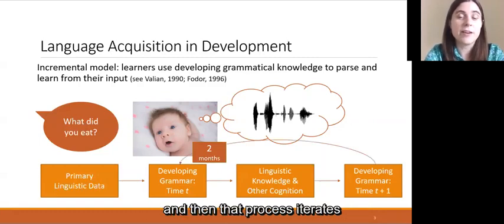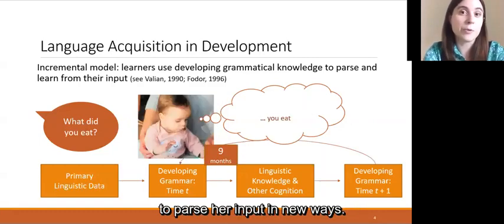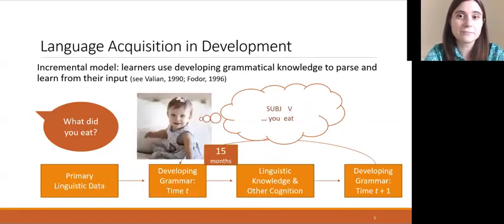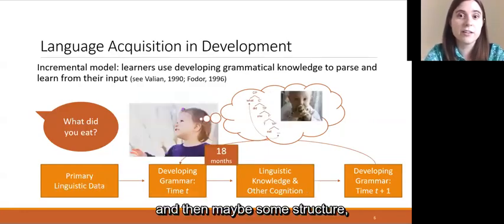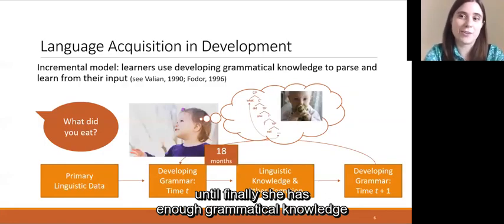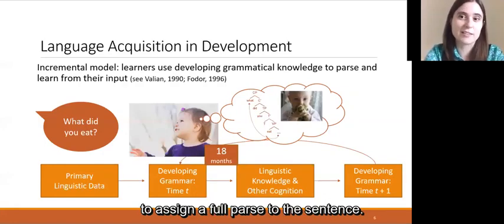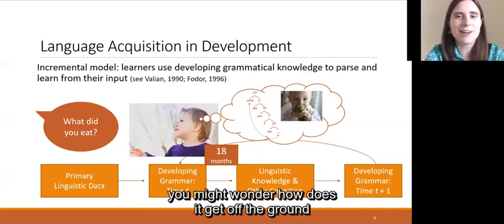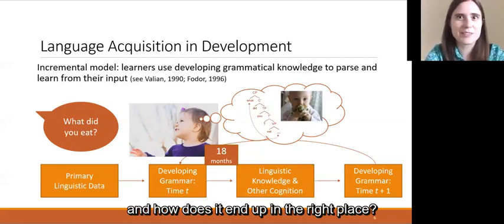And then that process iterates, and that new knowledge allows her to parse her input in new ways. So maybe at 9 months, she can identify some familiar words, and then maybe some structure, until finally she has enough grammatical knowledge to assign a full parse to the sentence. But because this process is so incremental, you might wonder, how does it get off the ground, and how does it end up in the right place?